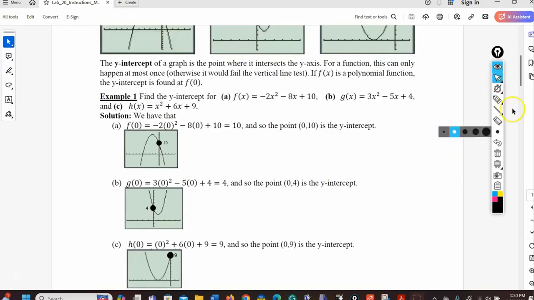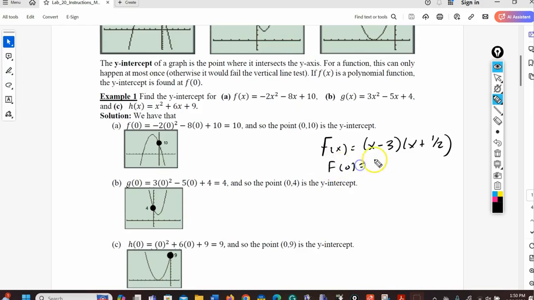Okay, now you might have noticed that when you evaluate the function at 0, you're just getting the constant. And so you might think in your head, well, all I ever have to do is to take the last term. Not necessarily. What if you had something like this? What's the y-intercept? Well, you use the procedure that we just went through.